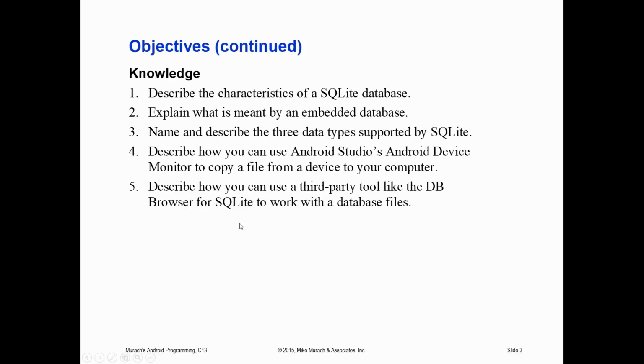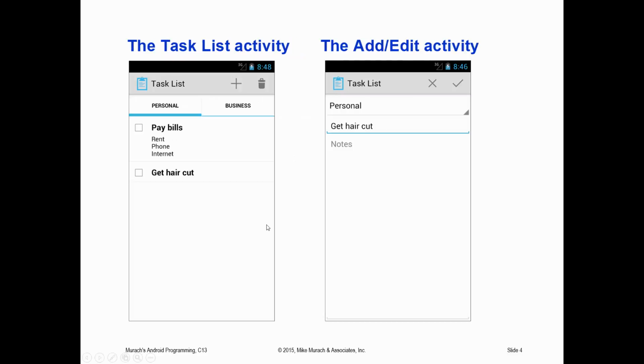For our knowledge objectives, describe the characteristics of a SQLite database, explain what is meant by an embedded database, name and describe the 3 data types supported by SQLite, describe how you can use Android Studio's Android Device Monitor to copy a file from a device to your computer, and describe how you can use a third-party tool like the DB browser for SQLite to work with database files.